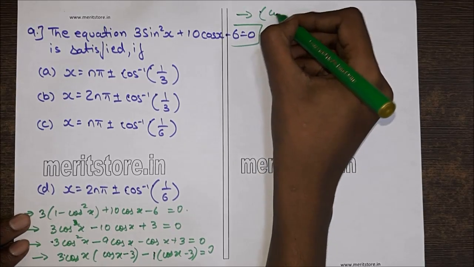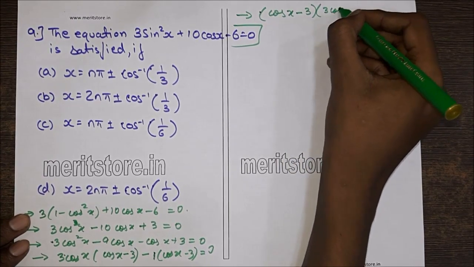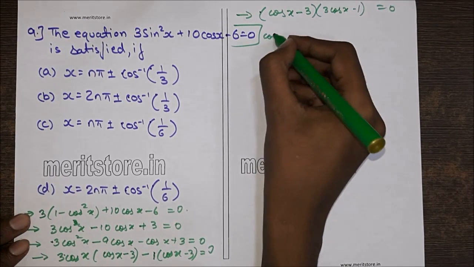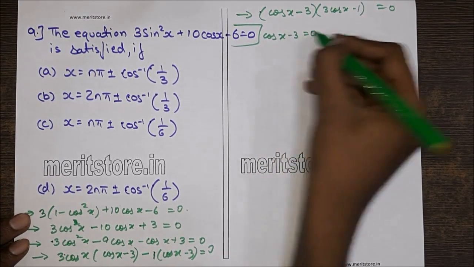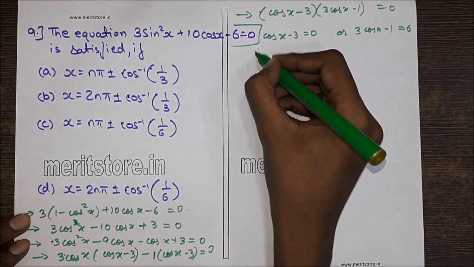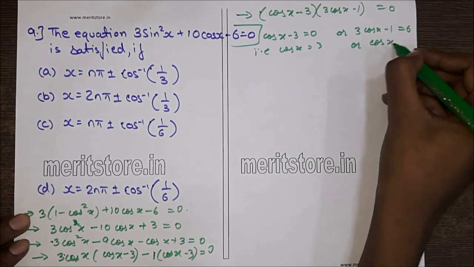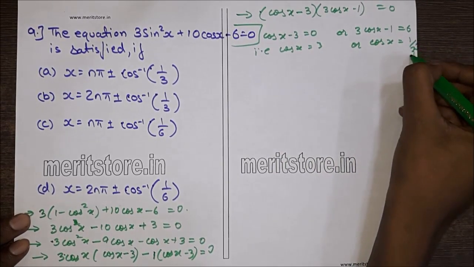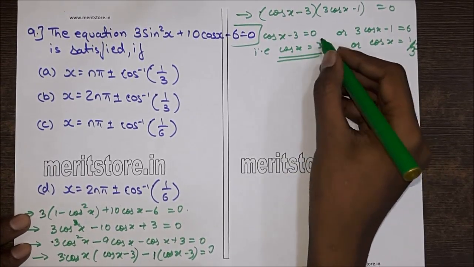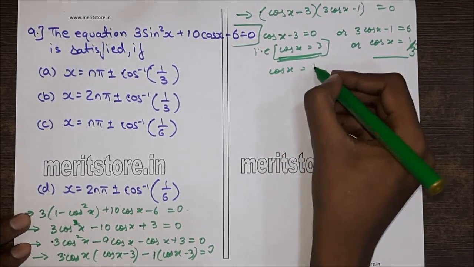So the cos x minus 3 into 3 cos x minus 1 is equal to 0. So either cos x minus 3 equals 0 or 3 cos x minus 1 is equal to 0. That is cos x is equal to 3 or cos x equals 1 by 3. Now cos x cannot be greater than 1, so this is not a valid solution. So cos x must be equal to 1 by 3.